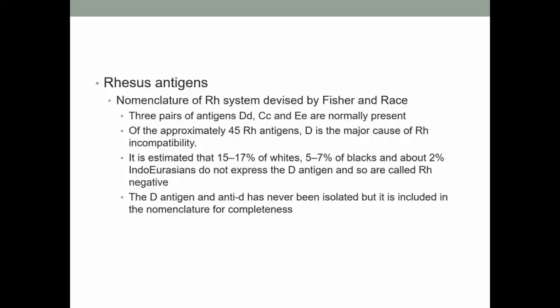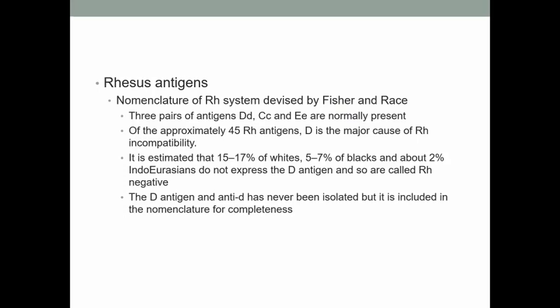Anyway, these Rh antigens or rhesus antigens have a funny nomenclature. It was invented by two people called Fisher and Race. So three pairs of antigens are there: D, C, and E. For D, there is small d and capital D. For C, there is small c and capital C, and for E, there is small e and capital E. The dominant gene is D and the recessive gene is small d. There are about 45 Rh antigens, but the D antigen is the major cause of Rh incompatibility, not the others.